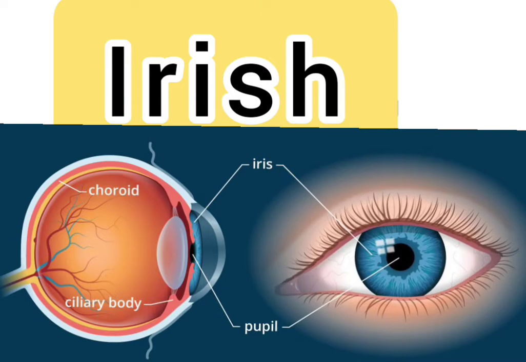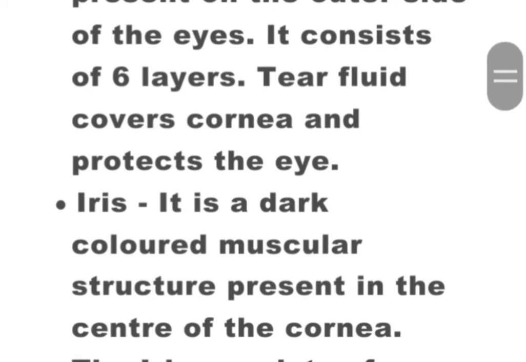Iris is a dark colored muscular structure present in the center of the cornea. The iris consists of a small opening called the pupil through which the light enters into the eye. Means light passes through the cornea and enters into the eyeball through the opening present in the iris. This opening is called the pupil.